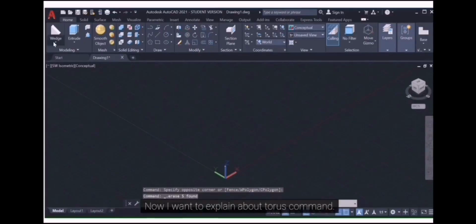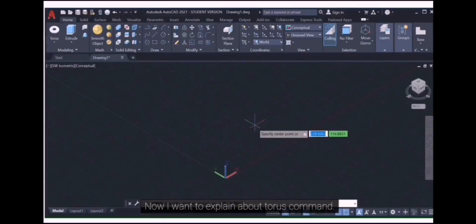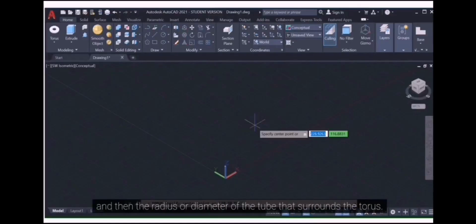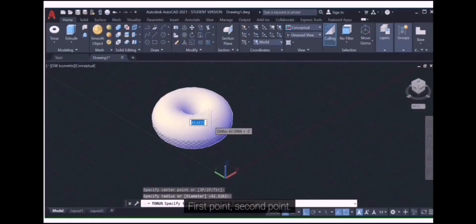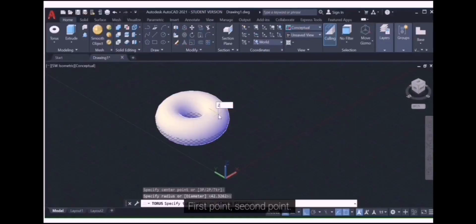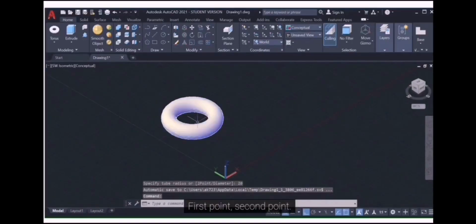Now I want to explain the torus command. Creates a donut-shaped 3D solid. You can create a torus by specifying the center, then the radius or diameter of the torus, and then the radius or diameter of the tube that surrounds the torus. First point, second point, where you can draw with the center point.